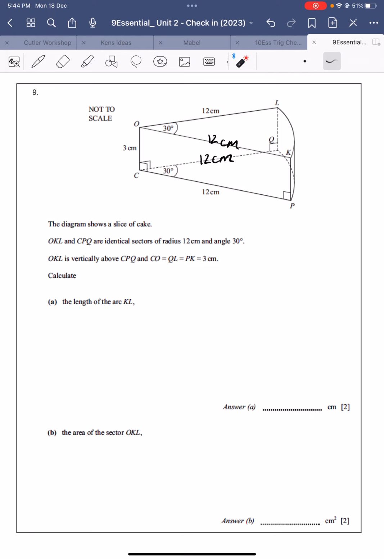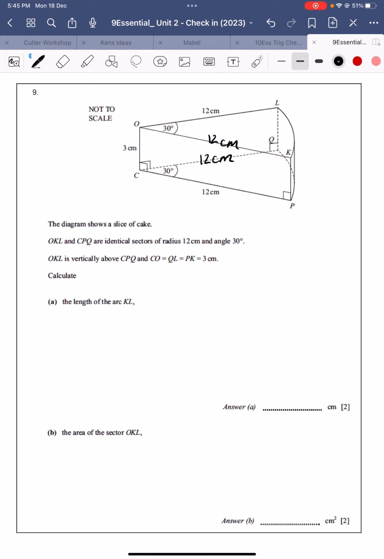And what else does it give us in the words? OKL is vertically above CPQ. All right, so that's just, yeah, okay. And all of these measurements are 3 centimetres. Yeah, so it's 3 centimetres here, 3 centimetres here, and 3 centimetres here. All right, so it's just saying to us that looks very much like a uniform cross-sectional area. All right, so let's get into it then.